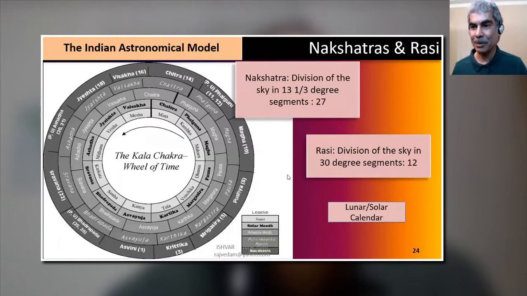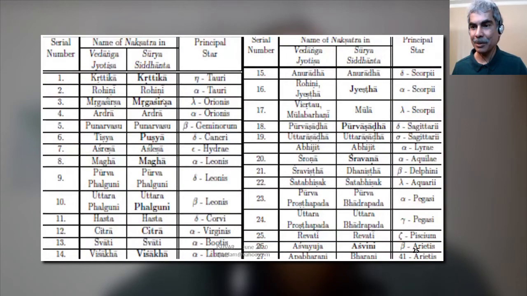You also had Rashi, which is a division of the sky in 30 degree segments, and there are 12 Rashis additionally over here. And you see a listing of the nakshatras in two of our ancient books, the Vedanga Jyotisha and the Surya Siddhanta, and they are fairly the same as you can see throughout these things. And this is the principal Western identified star. Kritika is Eta Tauri, Rohini is Alpha Tauri, Mrigashira is Lambda Orionis.